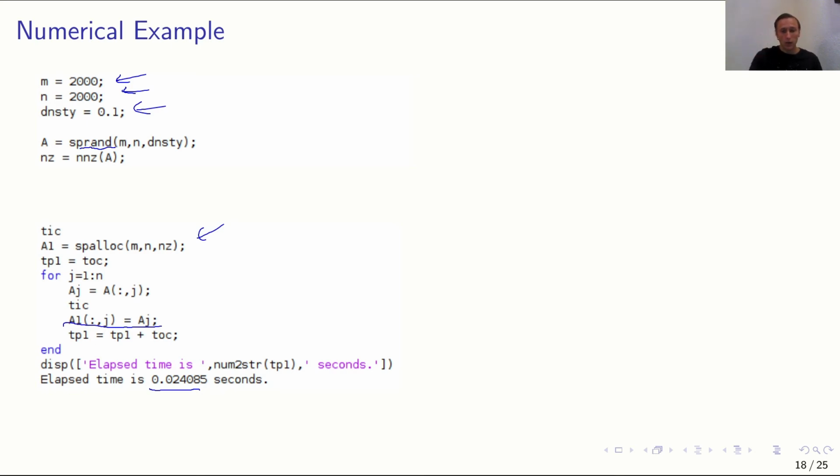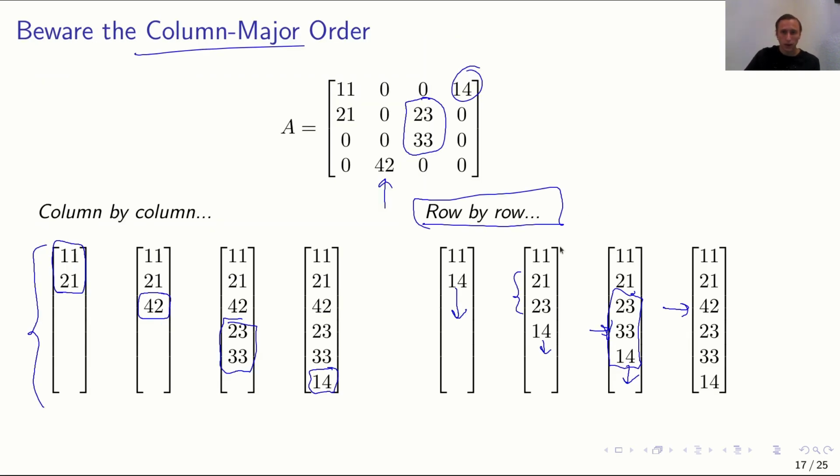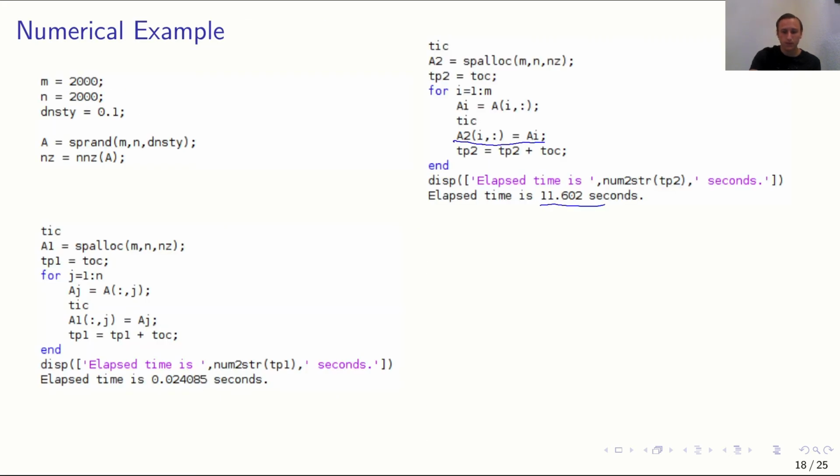However, if we were to try the same approach one row at a time, so building the exact same matrix, but now one row at a time, this is going to cost us about 500 times as long, namely 11.6 seconds. Illustrating that this row by row approach is much more expensive than this column by column approach because of this data movement that has to be performed.